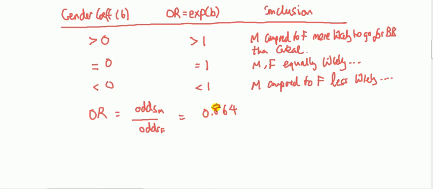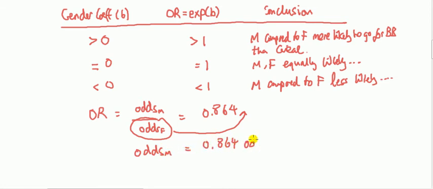Now, if this figure, going back to this here, is equal to 1, you can see that odds for male is the same as odds for females, going for the breakfast bar compared to the cereal. Since this is less than 1, if you just multiply both sides by odds of female, we're going to get odds male equals 0.864 odds female. Okay, and this tells us that the odds for males is approximately 14% lower than the odds for females to take breakfast bar and cereal.